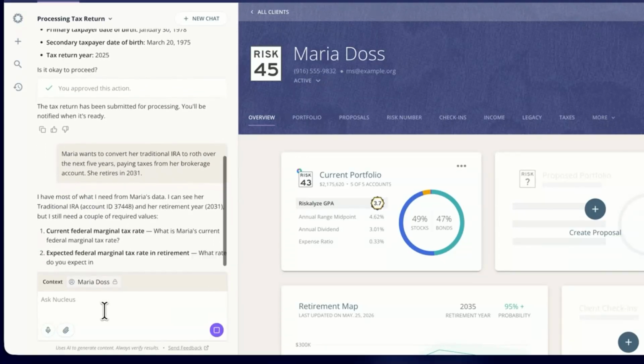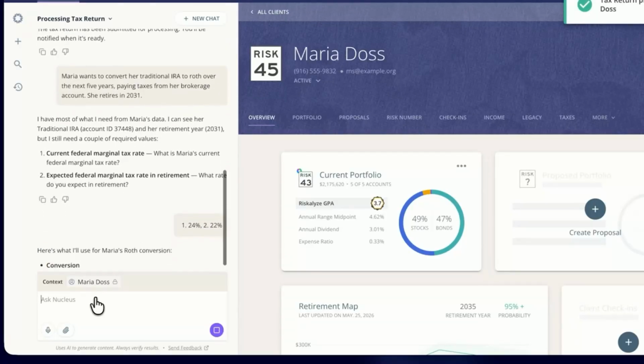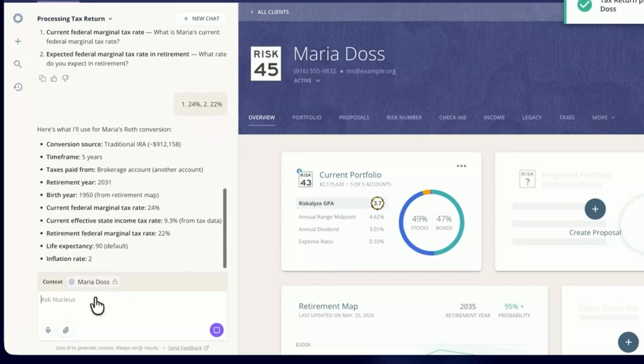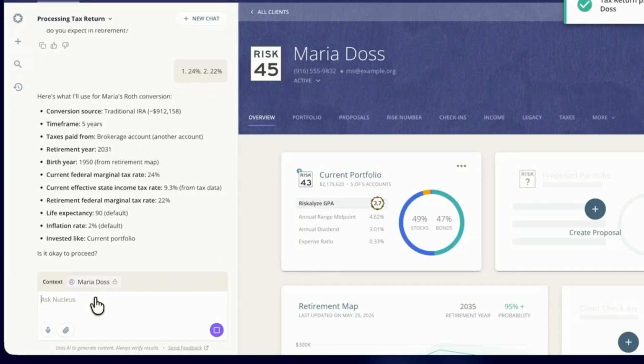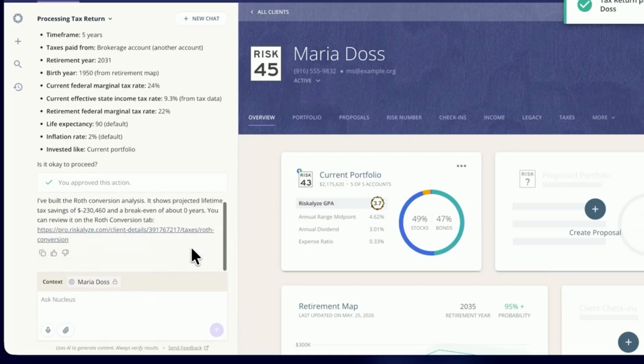Nucleus pulls what it already knows, her age, her accounts, her rates from the snapshot, asks me for only what's genuinely missing, and hands me back a fully built, ready-to-review conversion scenario. I review it, tweak it, run it. The analysis is still deterministic, still our proven methodology. Nucleus just did the data entry for me.